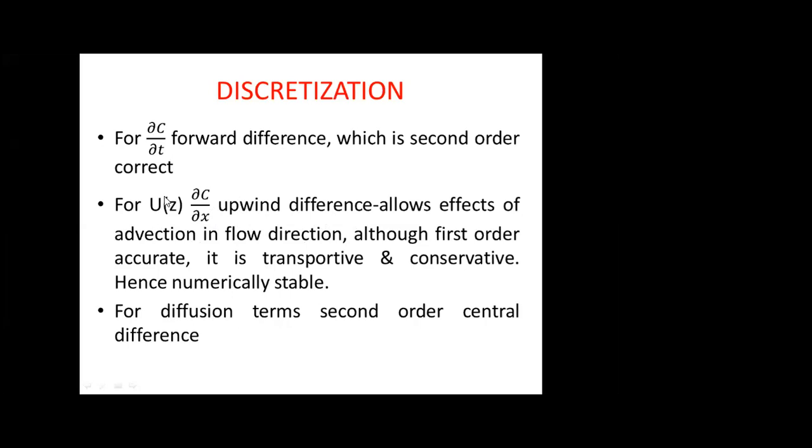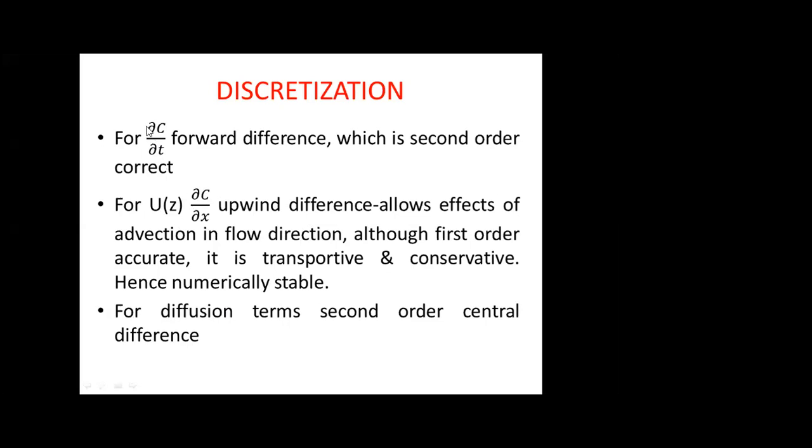in the flow direction, although this is in the unidirection in the downwind. So therefore, this is the best method for this. So there is no need to go for a second order, and the first order is accurate, transportive, conservative, and also interestingly, this is stable also. So therefore, for time, forward difference, second order, for advection term, first order, upwind difference, and for diffusion, I have used the second order central difference.